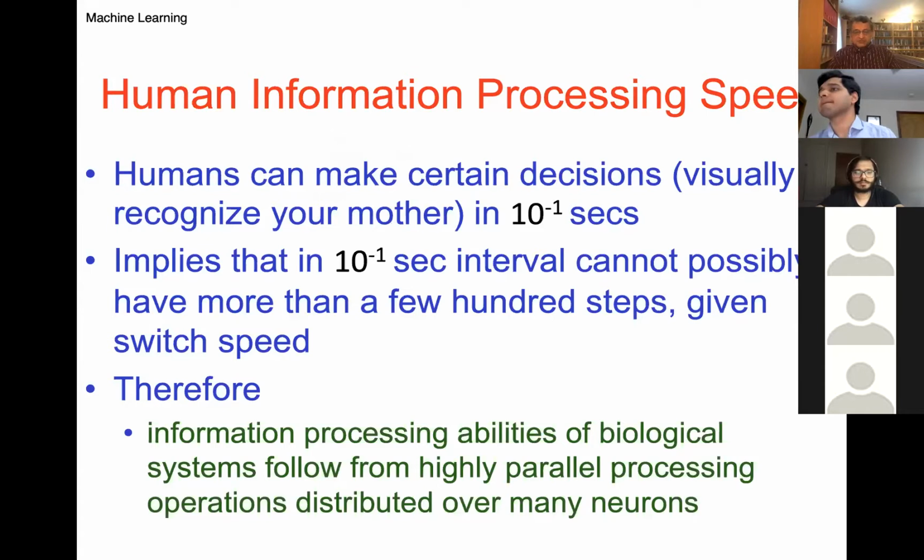10 to the minus 3 is what it takes for switching speed. Then you cannot have more than 100 steps. So that is actually a small amount of computation. Therefore, the information processing abilities of biological systems follow from highly parallel processing operations distributed over many neurons. So this is saying the sense of our computation in our brain comes from parallel computing. And that is because it cannot be one after the other after the other.